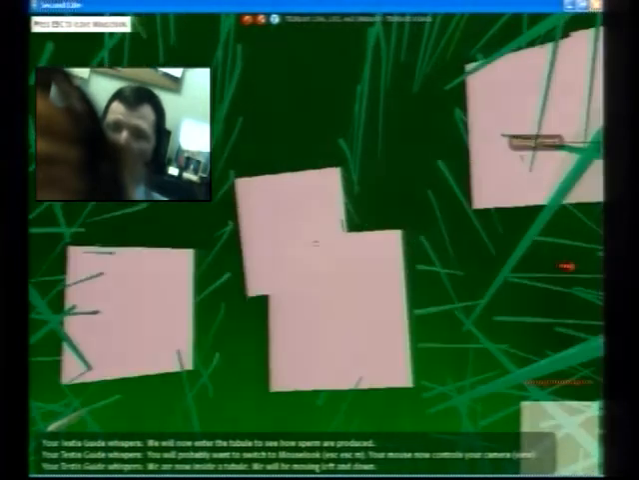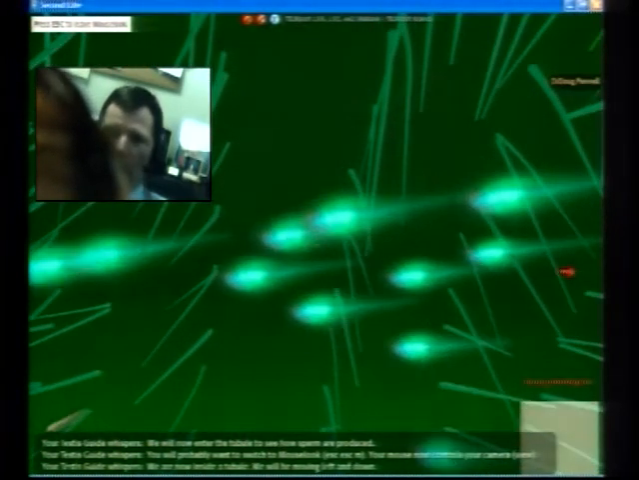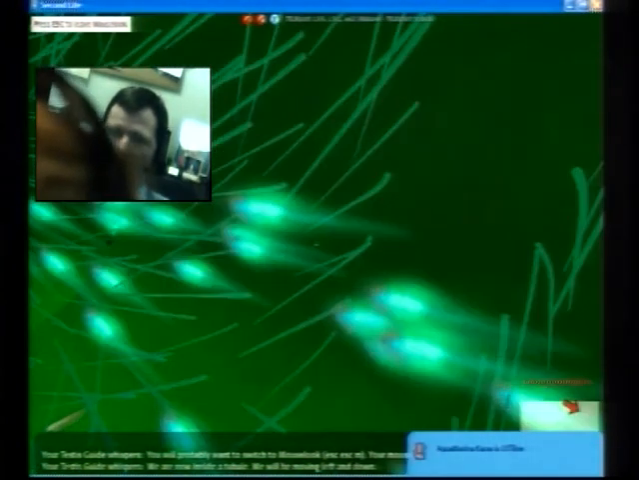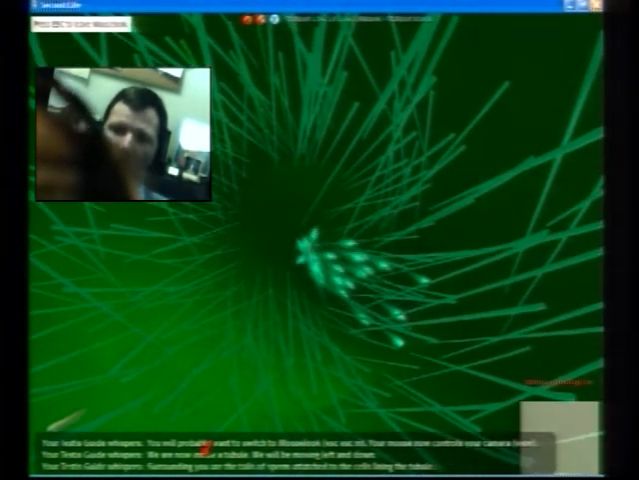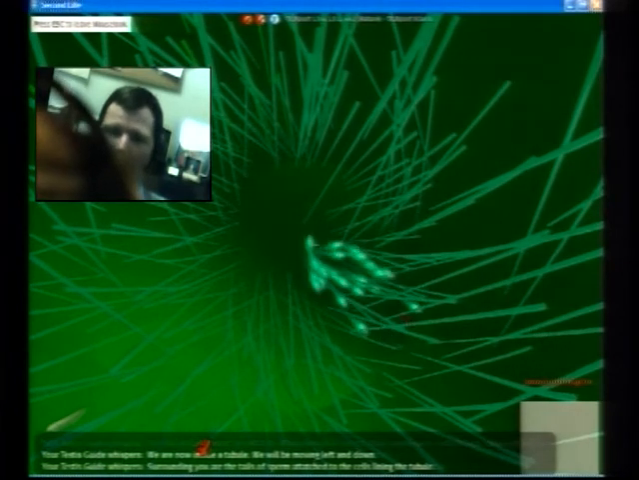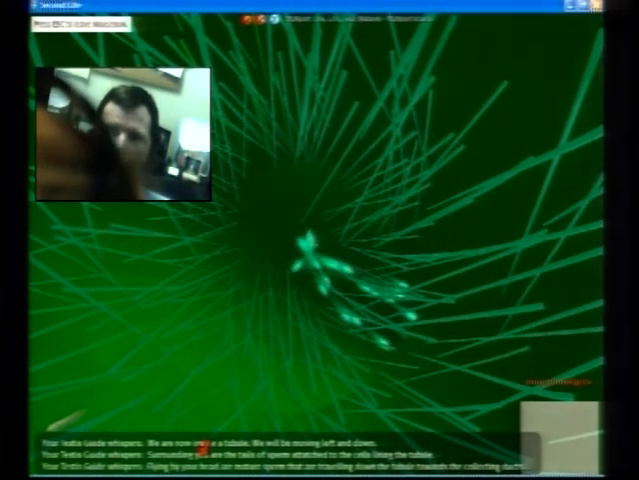And so right now we're in the tubule. Those long things around our head, those are the tails of sperm. And the fluorescent things flying by, those are mature sperm that are making their way down the tubule and getting ready to leave the testis.